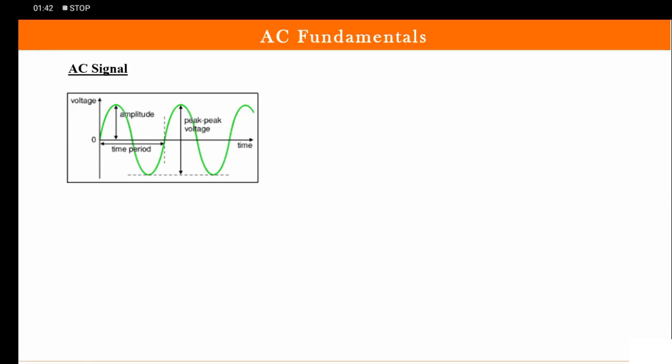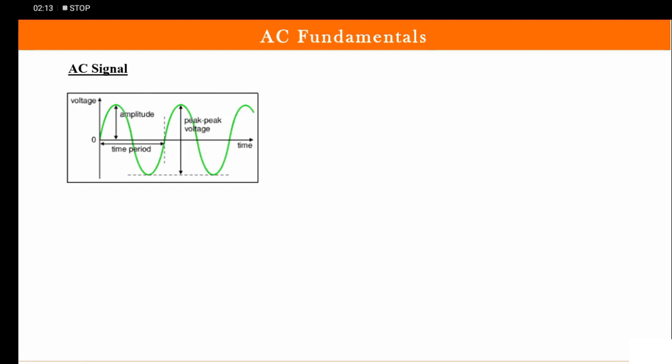Now, what is this regular interval called? This regular interval is called the time period of the signal, right? So, what is the time period of the signal? Time period is the time taken by the AC signal to complete one cycle, right? So, it is again represented. Now, peak to peak voltage is also represented. Now, peak to peak is the amplitude from negative peak to positive peak or positive peak to negative peak.